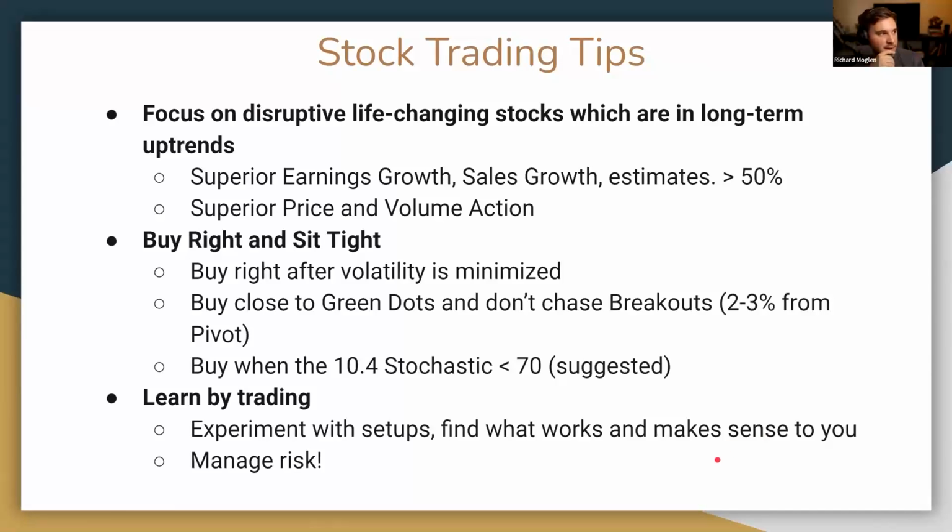Here are some quick tips for the contest. One, as I mentioned before, focus on disruptive, life-changing stocks, which are in long-term uptrends. It's hard to find those right now. There's only a few groups that are acting well. Look for superior earnings growth, sales growth estimates, great price and volume action, stocks that are above the moving averages, right near all-time highs, as the market is right near lows for the year. You want to buy right and sit tight.